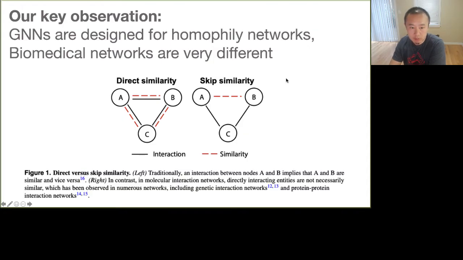However, there's a fundamental assumption in applying this type of graph neural network, that is the homophily assumption. That is, a node will be similar to its neighbors. However, in biomedical networks, this type of direct similarity may not be true. So you may have to look at skip similarity, right? That's just like two-hop neighbors. A and B are similar, but there's no direct connection between A and B. But through another node C, they are connected via this two-hop path. That's actually very, very common in biological networks.